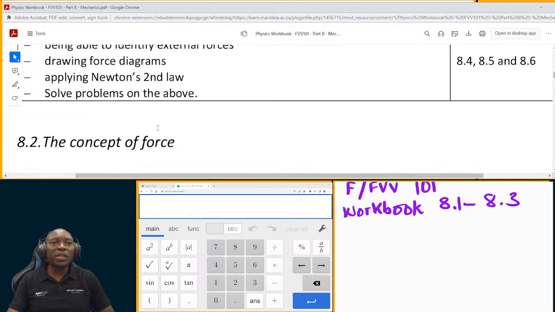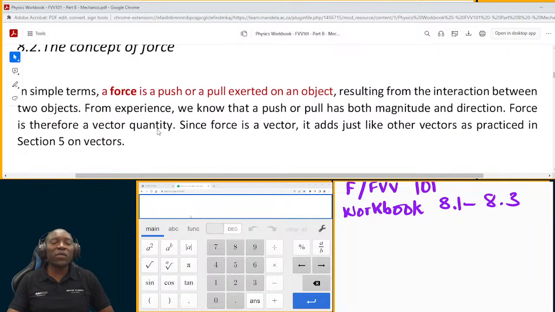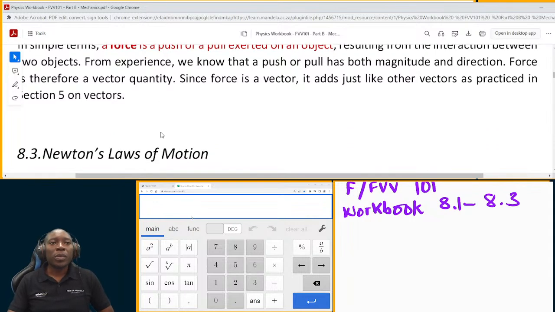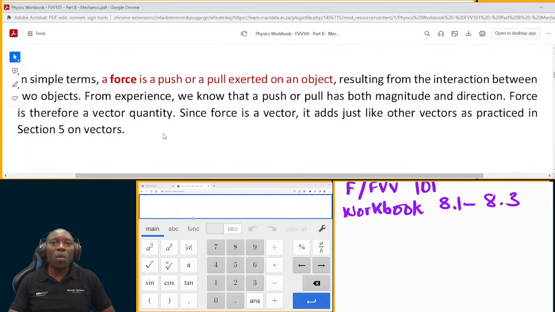Let's define all these objectives that are described here. The concept of a force: a force is basically described as a push or a pull exerted upon an object. It has a tendency of shifting the state of motion of a body or shifting the position of a body, but it can be in the form of a push or a pull. One other important thing is forces are vectors. When we fully describe a force, we give it in terms of magnitude and direction.